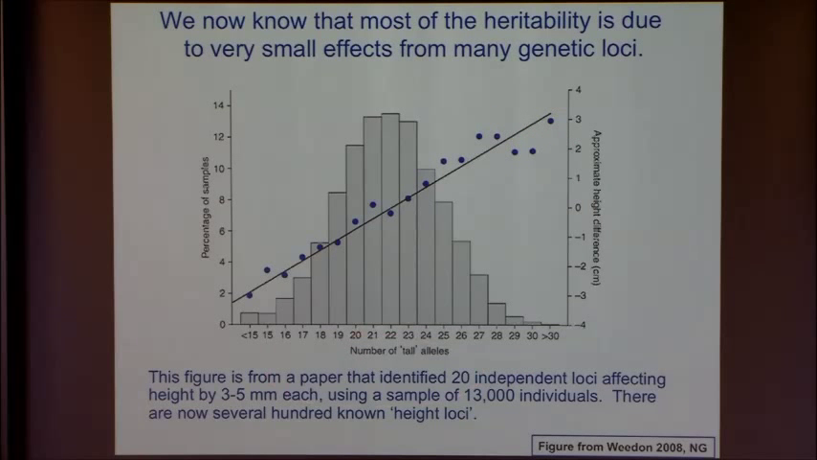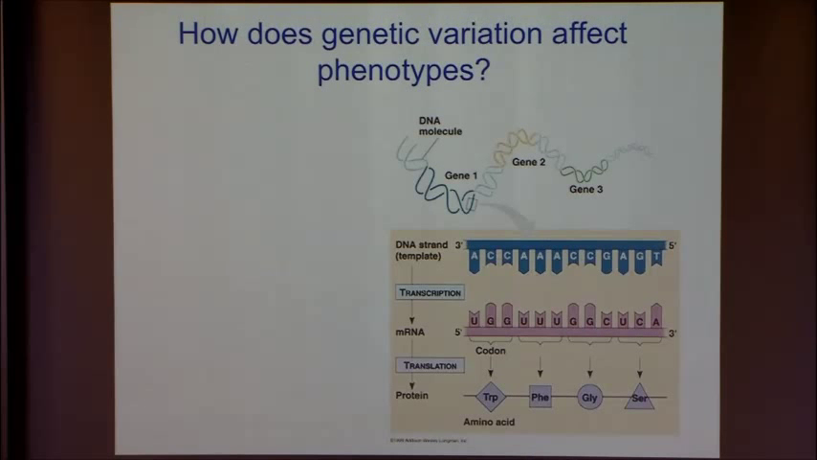There are now on the order of several hundred height loci that have been identified. So one of the key questions then is to understand a bit more about how variants like this actually affect phenotypes. And at a very basic level, you can think of the genome, in a very cartoonish way, as doing two sorts of things.